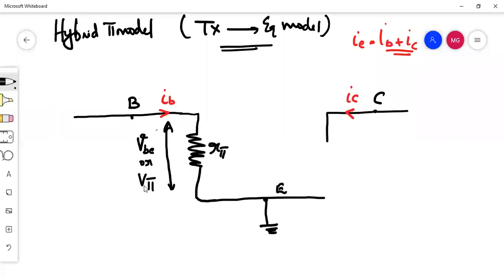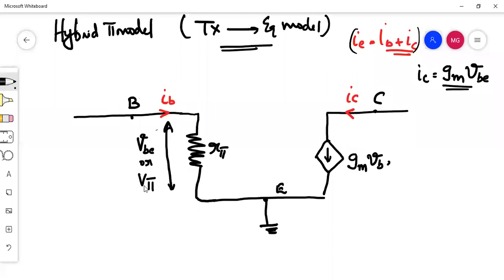And here I am replacing it with, we know the equation, IC equals GM into small VBE. So this is a current, and I am replacing it with a current source. I have to replace it with a current source, maintaining the same direction as IC. So both currents come together and form the current called IE. That is the logic. So what is this current source? That is IC. What is its value? GM into small VBE.